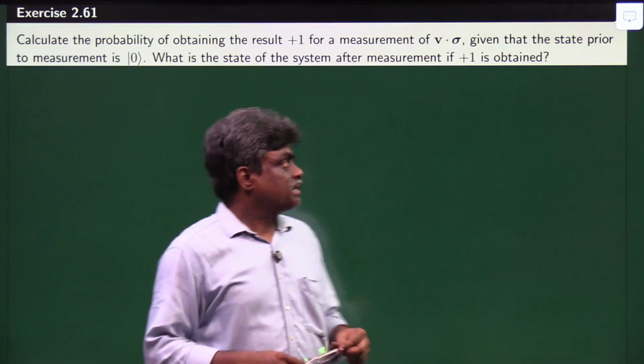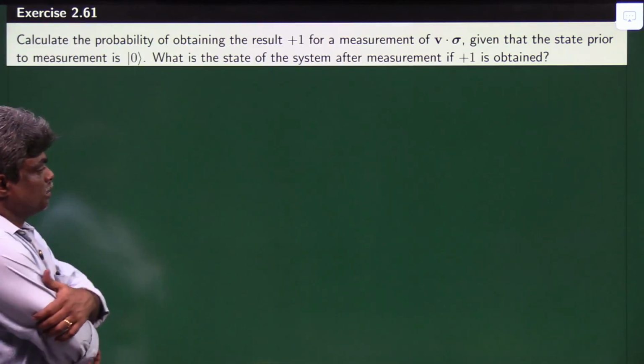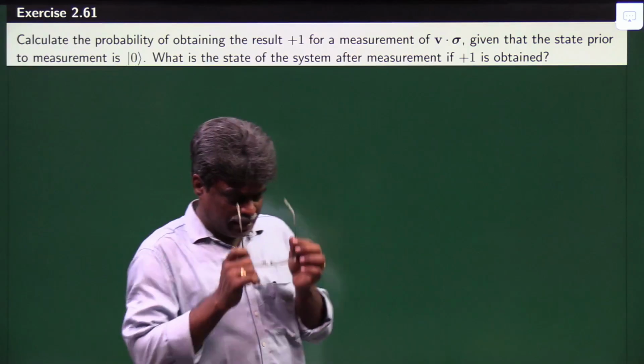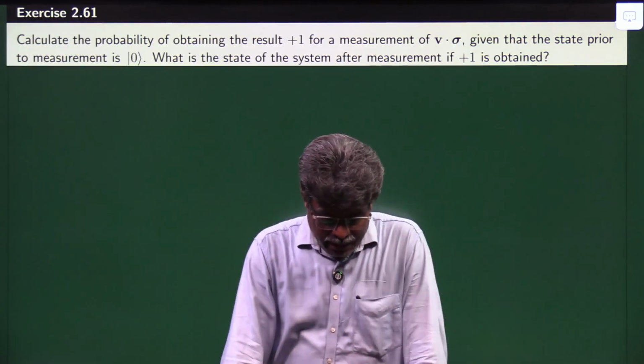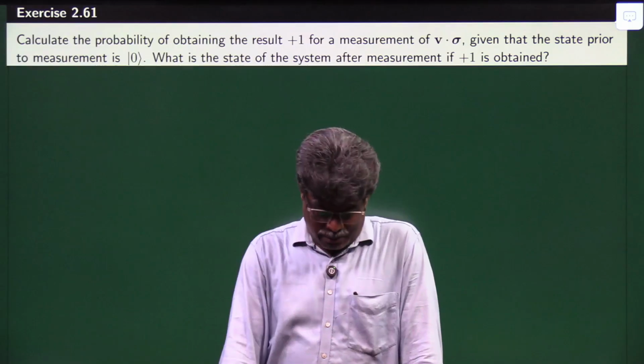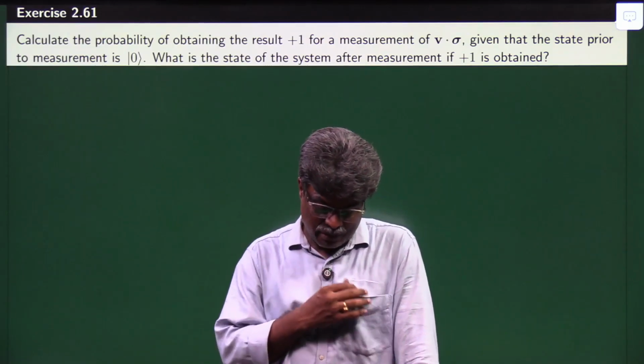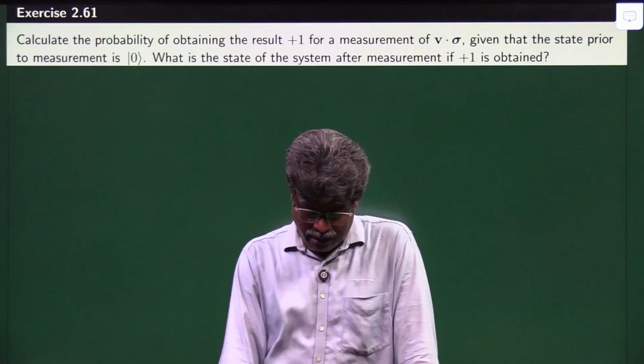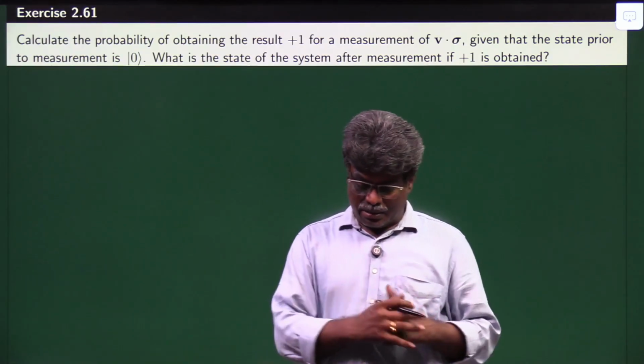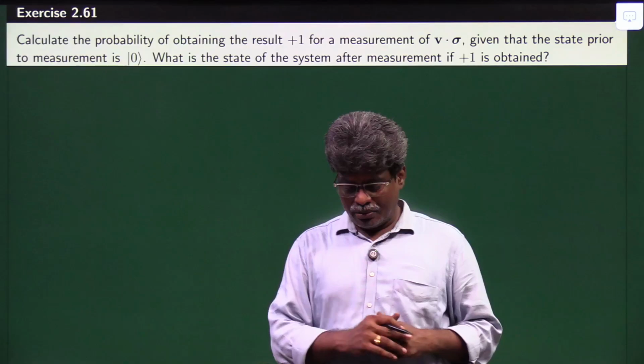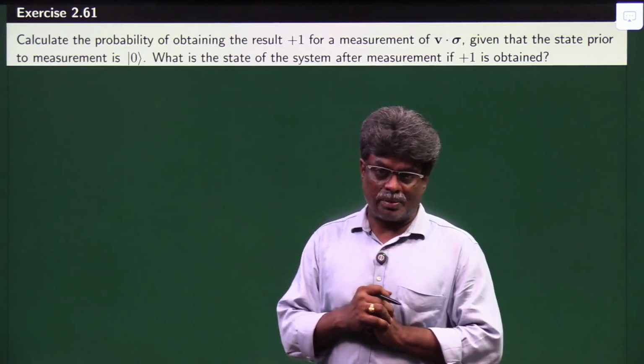So here we are discussing the solutions of quantum computation. So this is our next question. Calculate the probability of obtaining result plus 1 for a measurement of V bar dot sigma bar, given that the state before the measurement is |0>, and what is the state after the measurement.